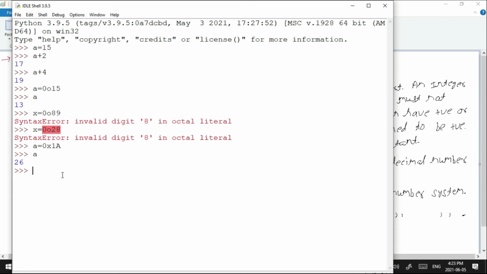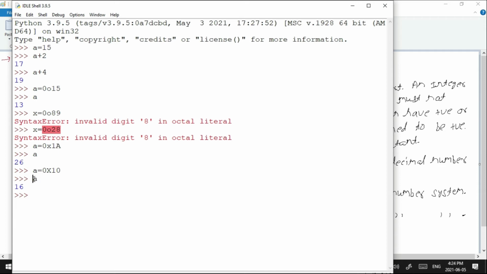You can again write here a is equal to 0x10. It means I want to store hexadecimal 10 in the variable a, and that will be 16, I think. Type a, press enter, and that is 16. So we have used the hexadecimal integer literal to store in a variable a.